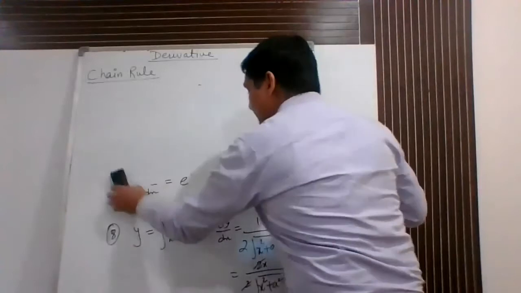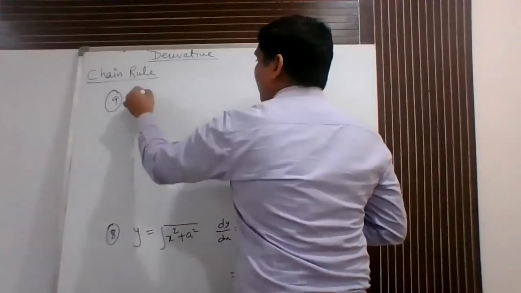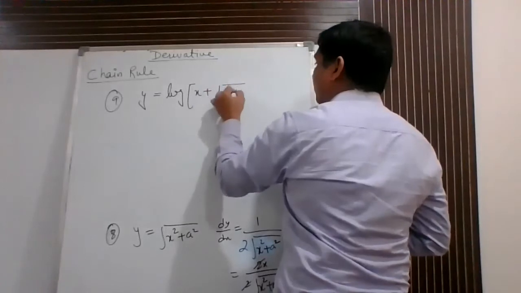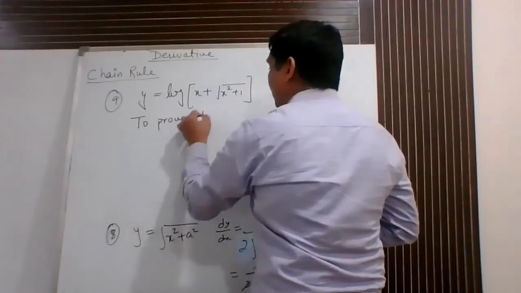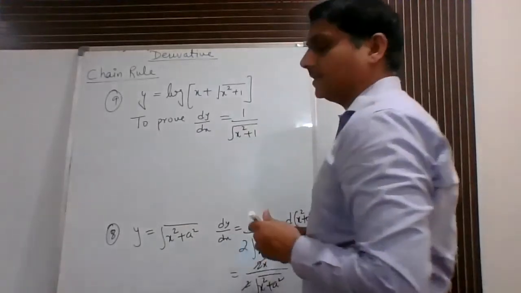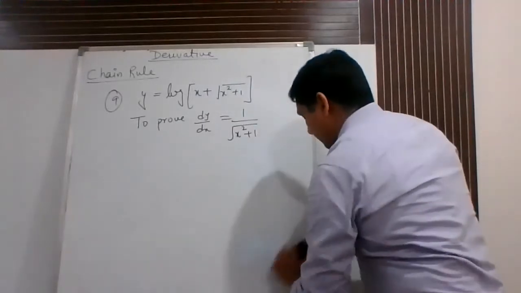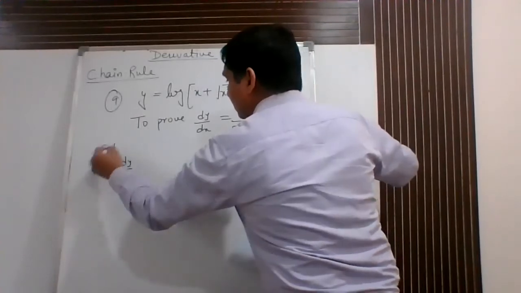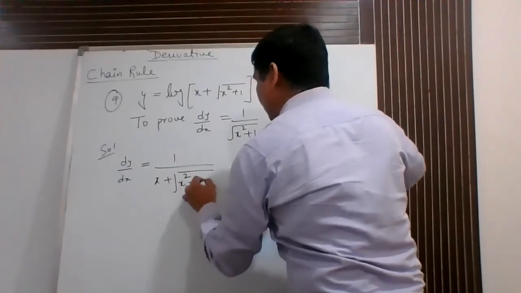Next, you can write number 9. y is equal to log of x plus under the root of x square plus 1. And we want to prove that dy upon dx is equal to 1 upon under the root of 1 plus x square. So here we'll apply chain rule. First of all, dy upon dx can be written as 1 upon x plus under the root of x square plus 1.